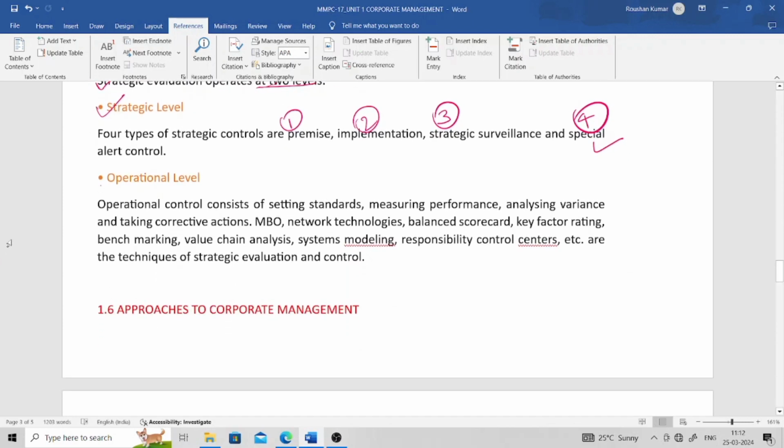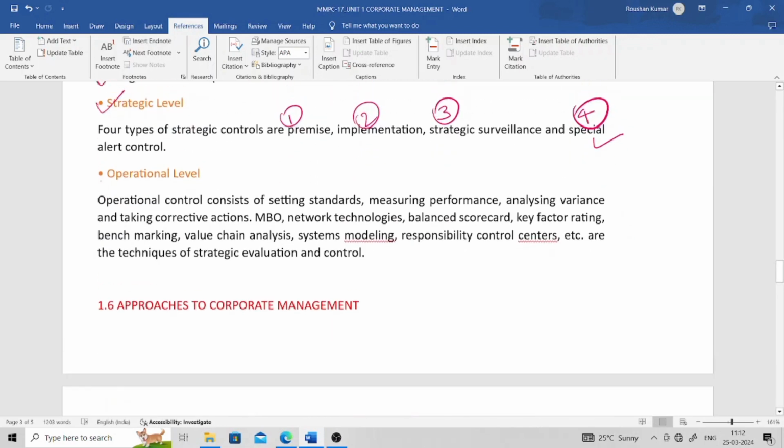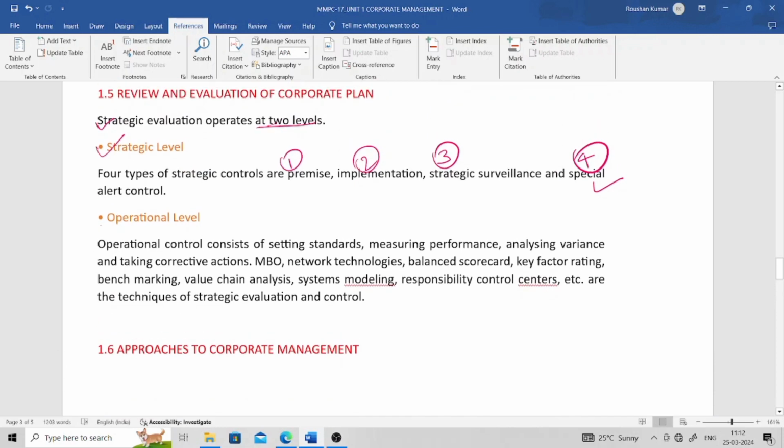At operational level, what happens? So two levels are given, the evaluation process operates at two levels. So the strategic level is already done, then the second one you have here. This one was the first, and this one is the second.